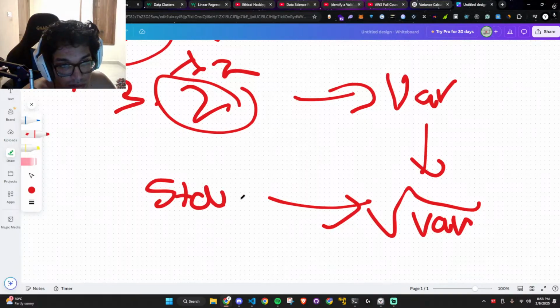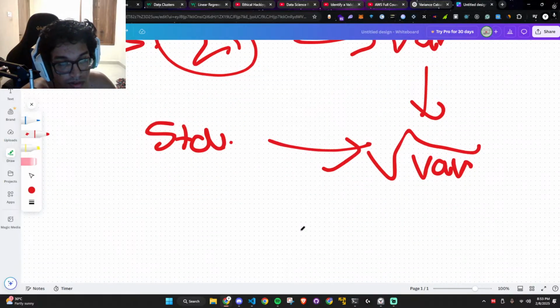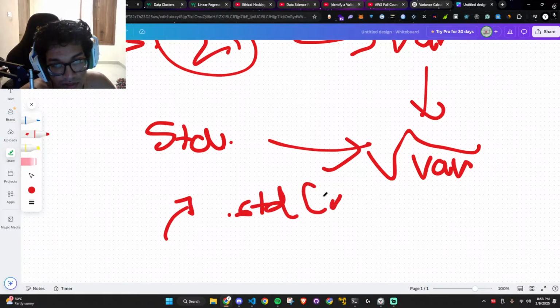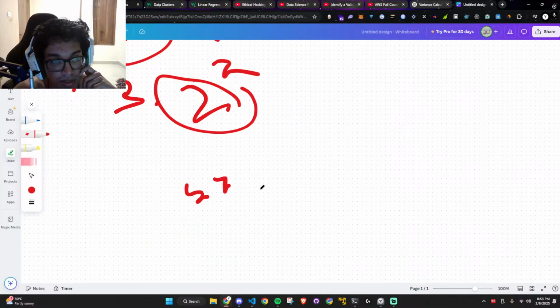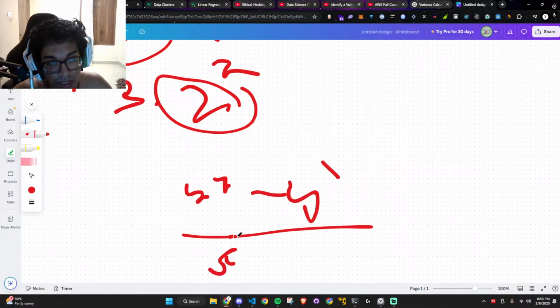Standard deviation. You can use certain packages, like there was this one, I think it was math.std, I'm not too sure, and you can just give it the variance, right? So yeah, it's not a big deal there. Basic slope is basically y2 minus y1 divided by x2 minus x1, right? So this is basic slopes.